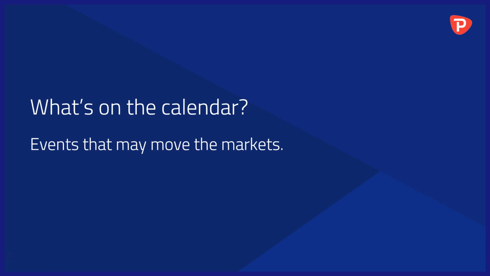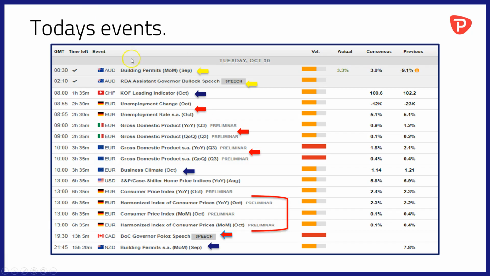Okay then, what's on the calendar? Events that may move the markets today. We've already had some building permits data out of Australia and a speech from the RBA Assistant Governor Bullock. The building data much improved from last month's 9.1% fall, a 3.3% increase in building permits, and so that was ahead of forecast and, as I say, much better than the prior read.